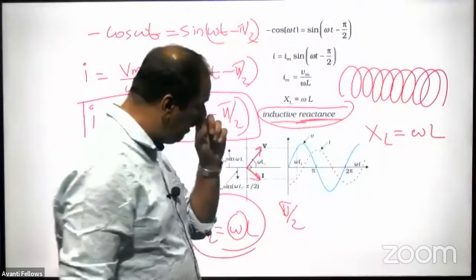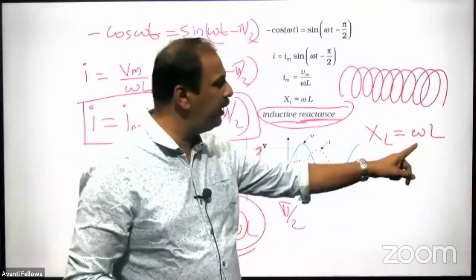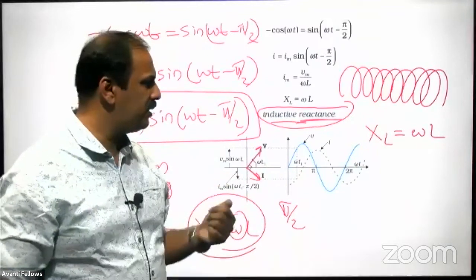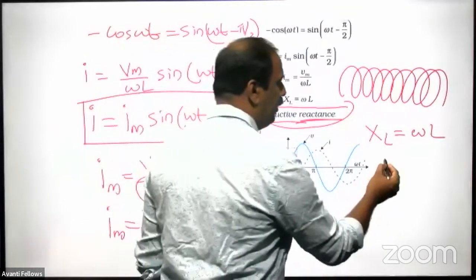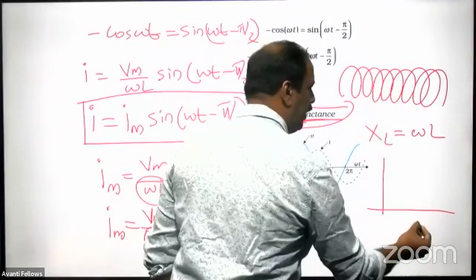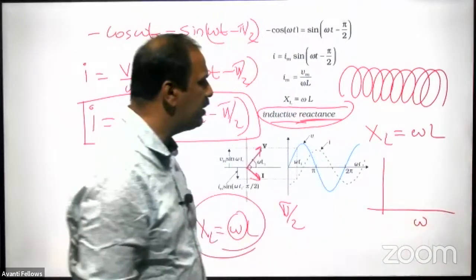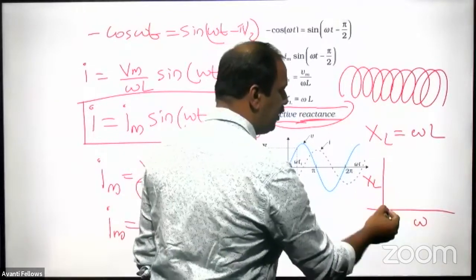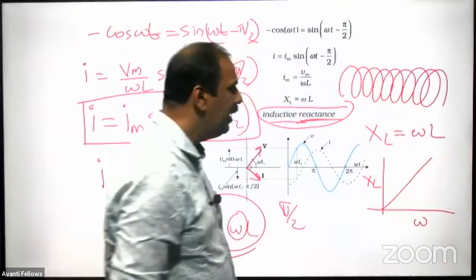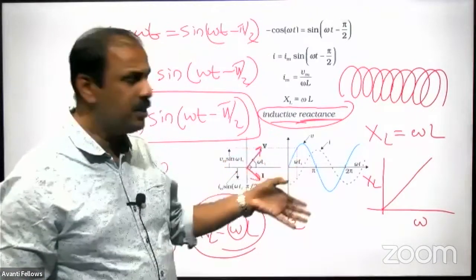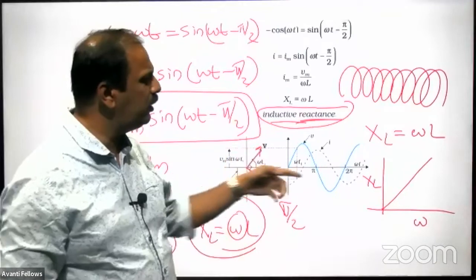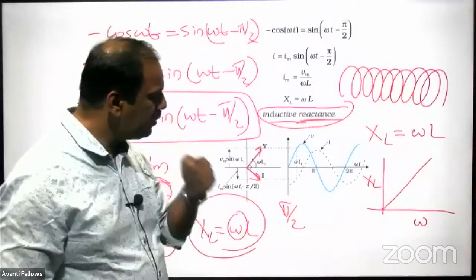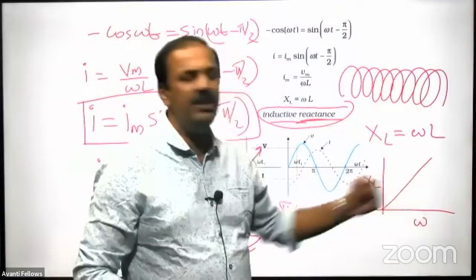So we can see that when this frequency or the omega increases, this XL, the opposition, also increases. So if you draw a graph for that, omega or the normal frequency is here, XL is here. When this one increases, that also will increase. So you'll get a graph like this. When we study capacitor, inductor, resistor everything together, we'll discuss that in detail. But you should know that this opposition increases when the frequency increases.